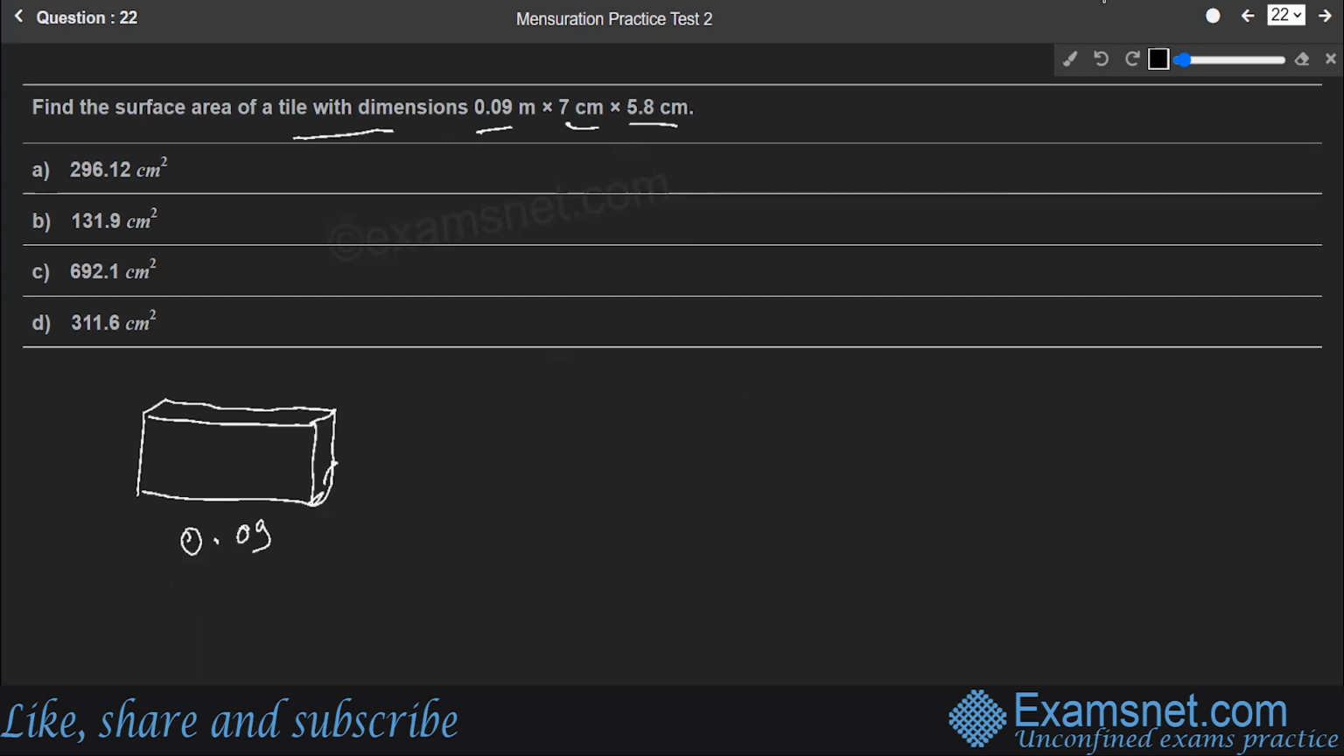Height, so 0.09 into 7 into height is 5.8. This is how the dimensions are given. We are supposed to find out the surface area, so we need to know the formula of the surface area first.